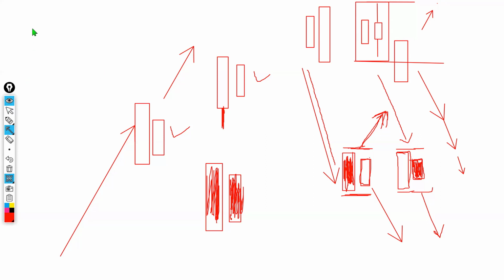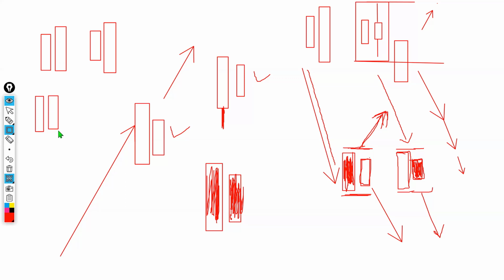Don't mix up an outside bar with a bullish engulfing bar. Sometimes you can have a bullish engulfing bar like this, while sometimes you can have it like this, while sometimes you can have it like this.